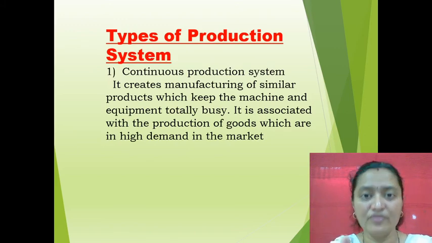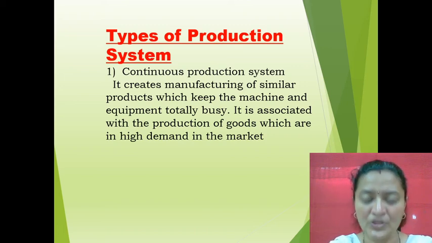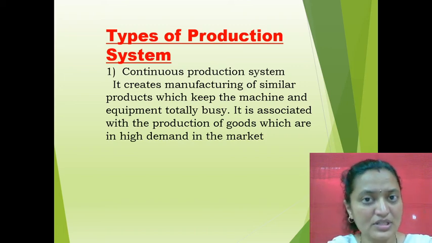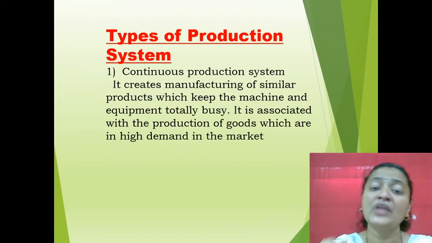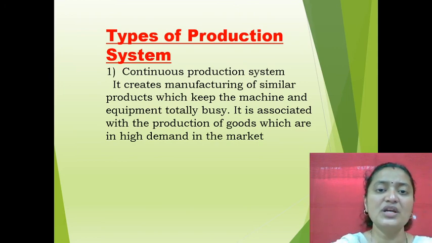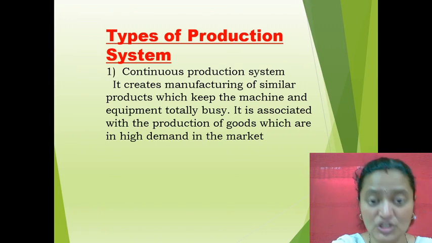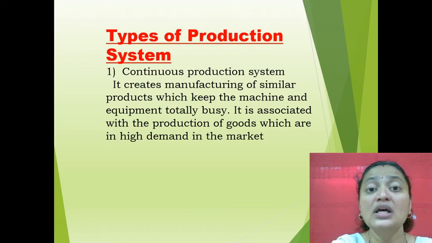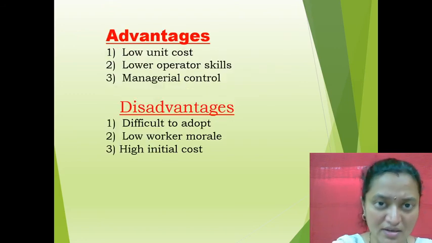So this was the first type of production system, that is, the continuous production system. Now you only need to remember what a continuous production system is. Here the manufacturing of similar products keeps the machines and equipment totally busy running, and it is associated with the production of goods which are in high demand in the market. Only those goods which customers demand more in the market, for them it is more effective.